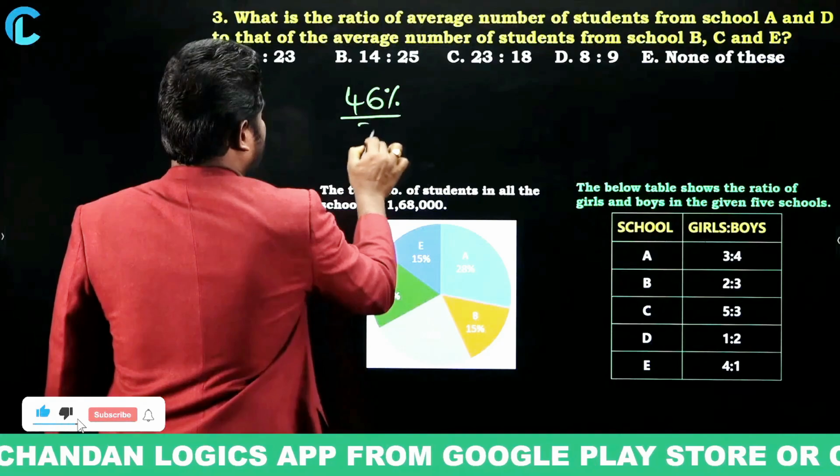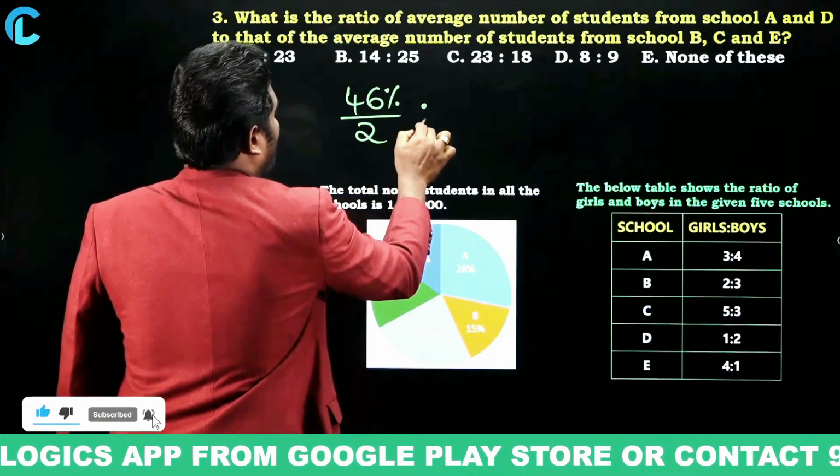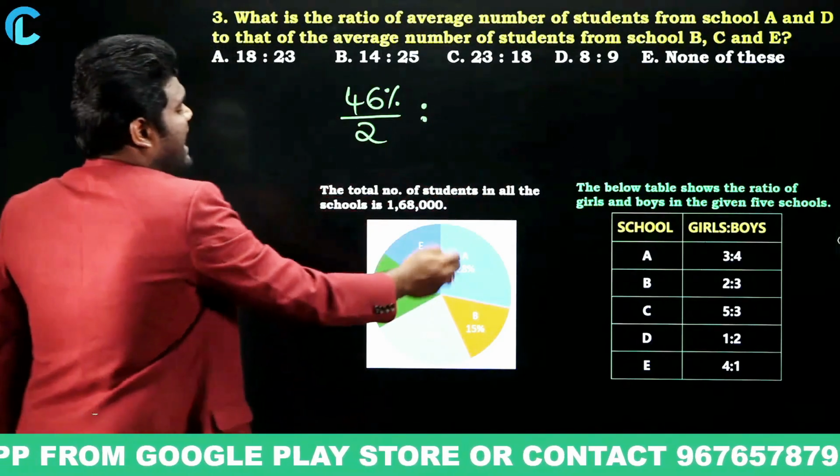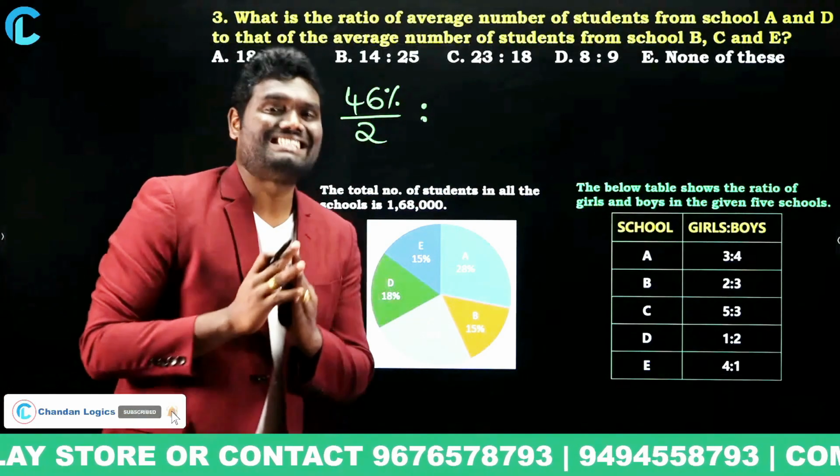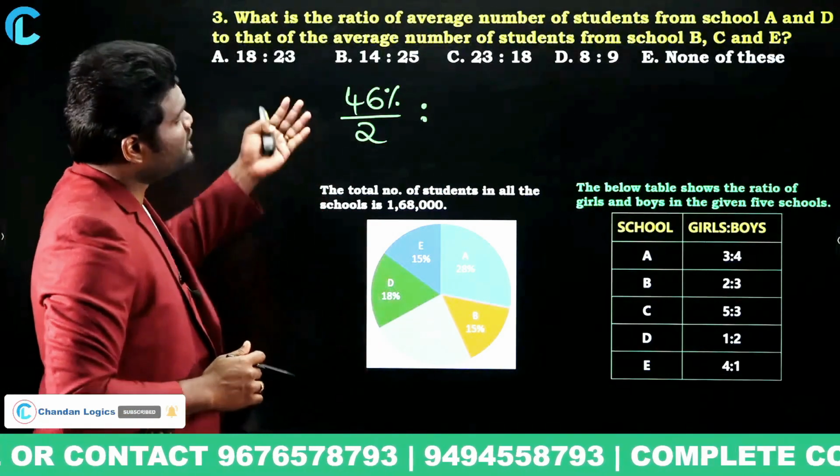Okay, so 46%. As they are saying average, so divide by 2. Why? It means 2 schools, A 28, D 18. So both of them combined together, it is 46. So as it is saying average, so divide by 2.